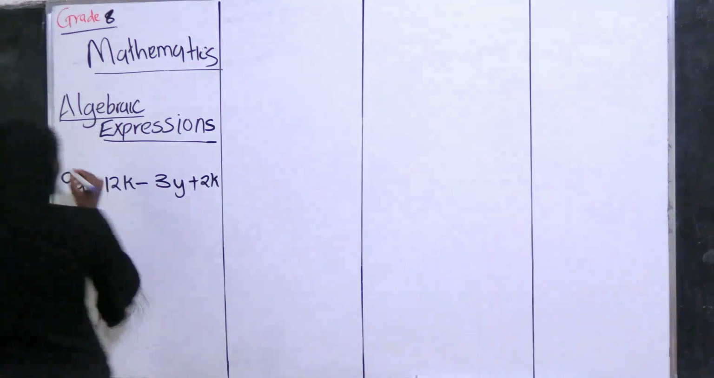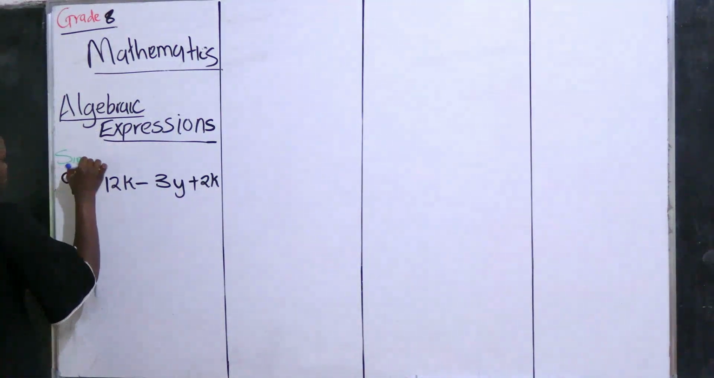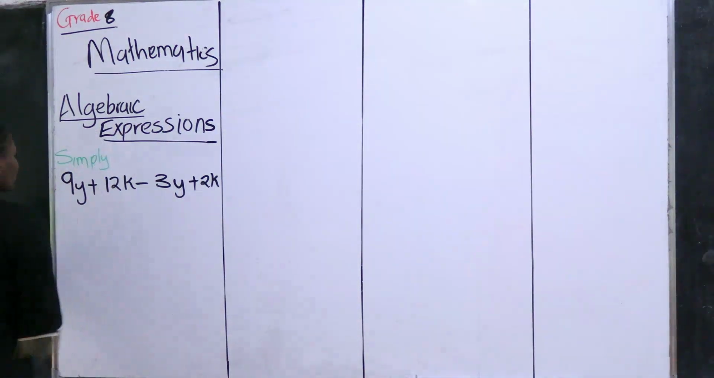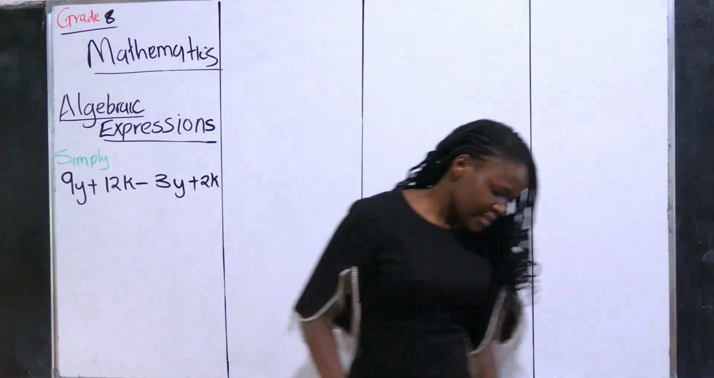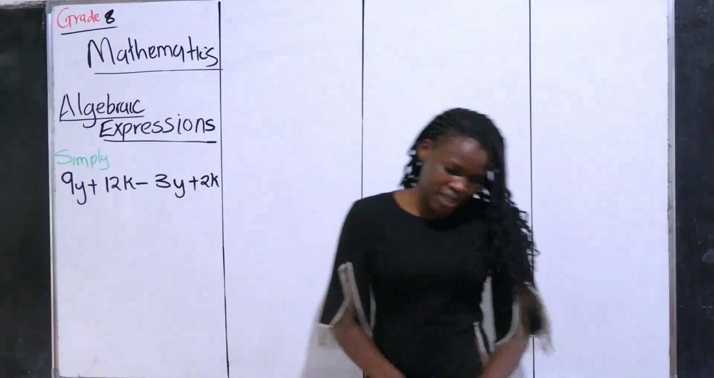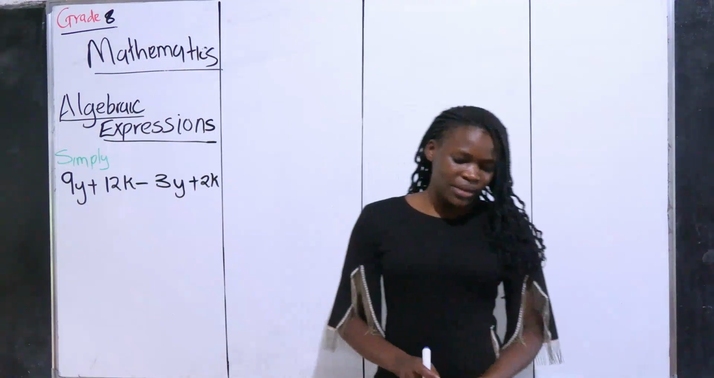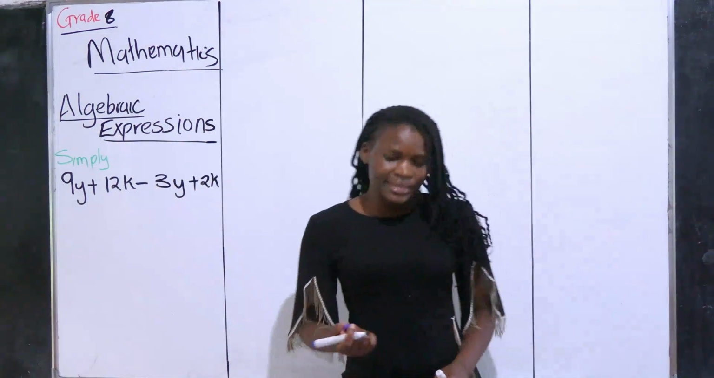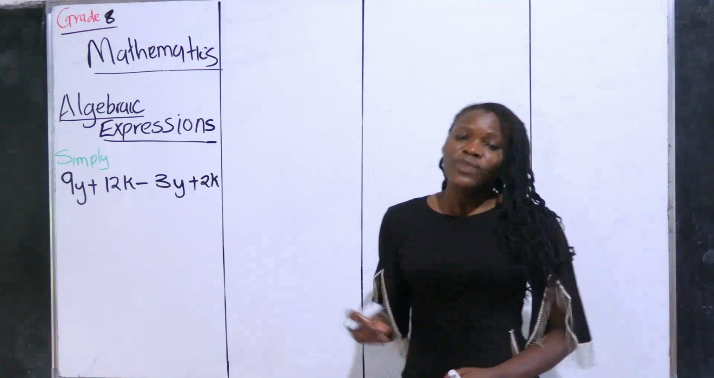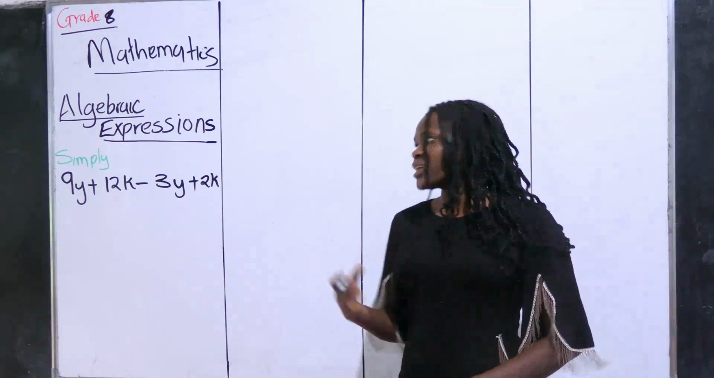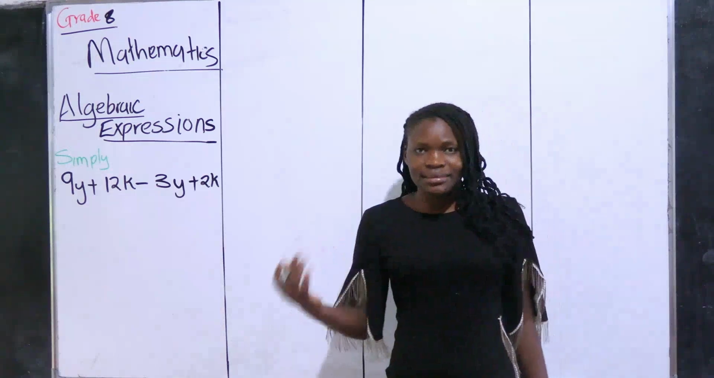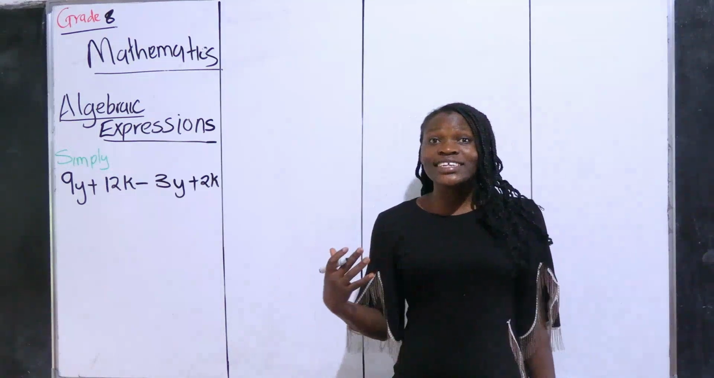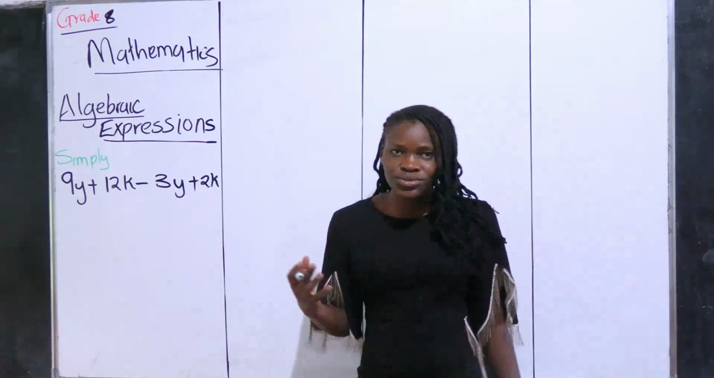We are told to simplify the algebraic expression. So for us to simplify that, we are only going to do one thing, which is collecting the like terms. When you're talking about collecting the like terms, this is what you do.